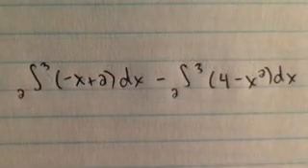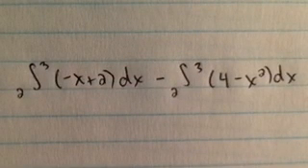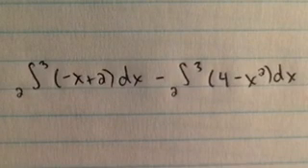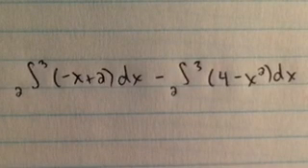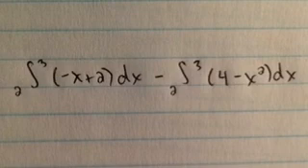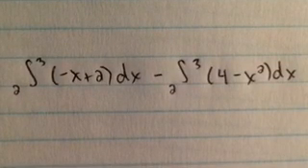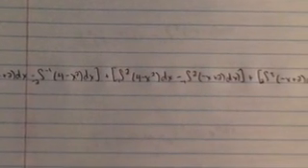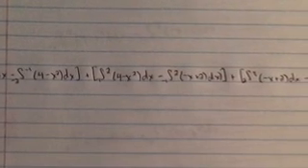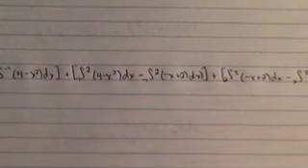The last interval is from 2 to 3, where our upper function is -x plus 2. For this equation, we get the definite integral from 2 to 3 of -x plus 2 minus the definite integral from 2 to 3 of 4 minus x squared. Now that we have the equations for all three areas, all we have to do is add each one together to get the total area between the curves. Here's the equation for adding all of the areas together.